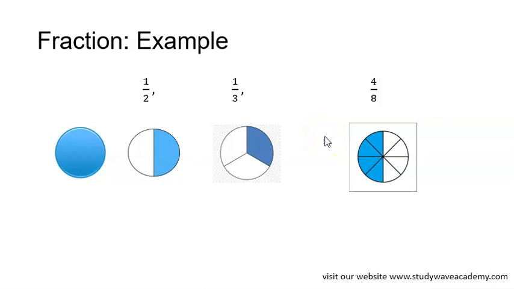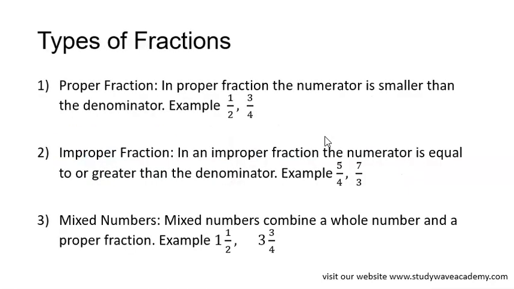Do we understand this part of fractions now? How fractions represent a part of a whole. We understood that, right? Good. We have types of fraction. We have the proper fraction. In a proper fraction, the numerator is smaller than the denominator. 1 over 2, 3 over 4. The numerator, which is the upper number, is smaller than the denominator, which is the lower number.